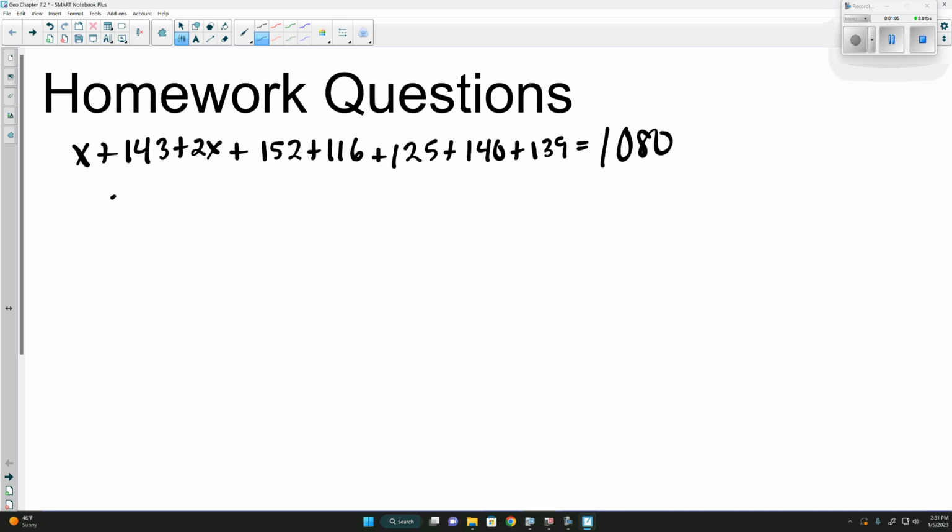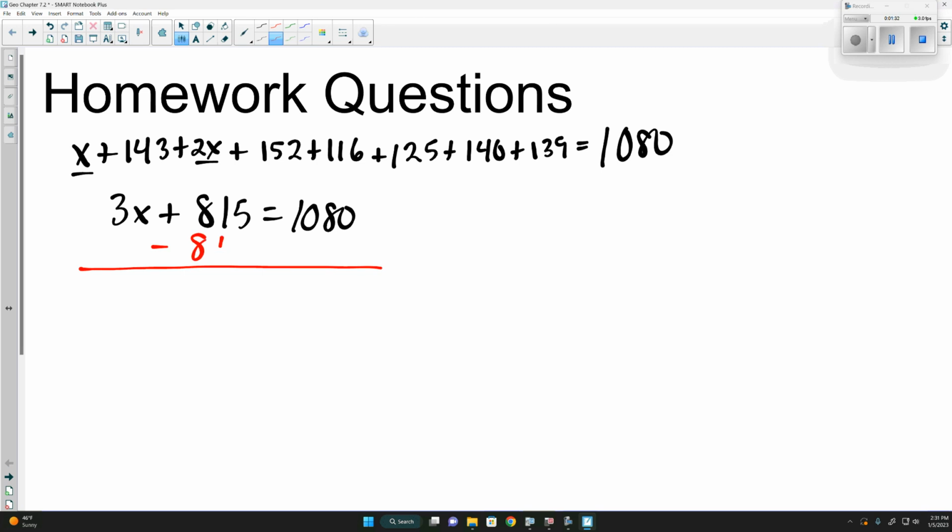So we do have 3x, because we have x plus 2x is 3x. So we do 143 plus 152 plus 116 plus 125 plus 140 plus 139, which should give us 815.